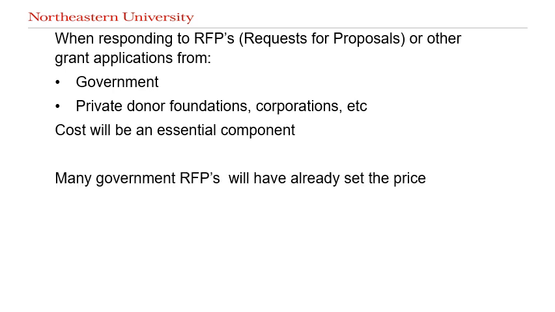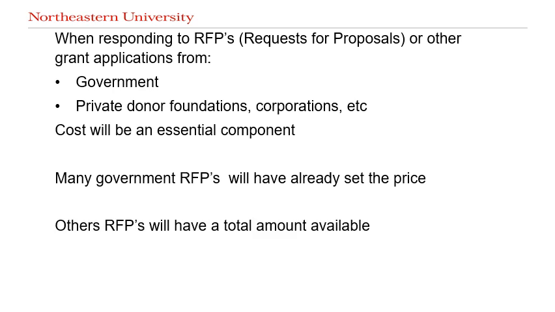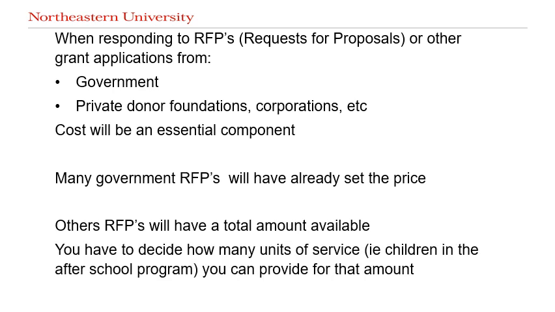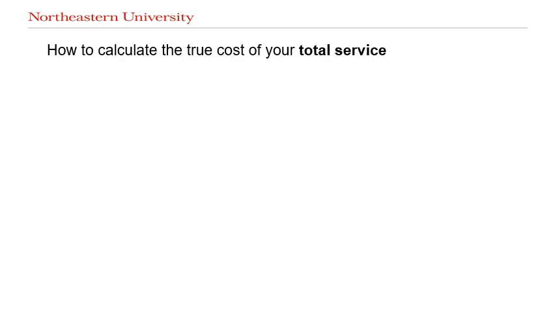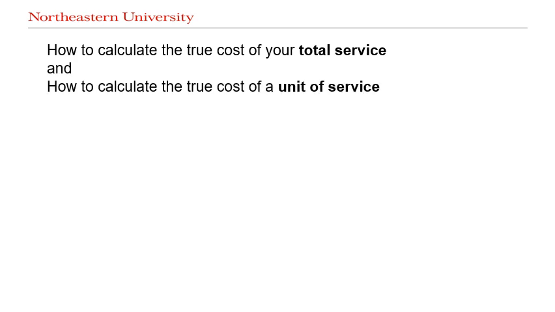Now, many government RFPs will have already set a price. Other RFPs will have a total amount available in the grant, and you have to decide how many units of service, i.e., numbers of children in your after-school program, how many units of service you can provide for the amount available. You have to calculate the true cost of your total service and the true cost of each unit of service.